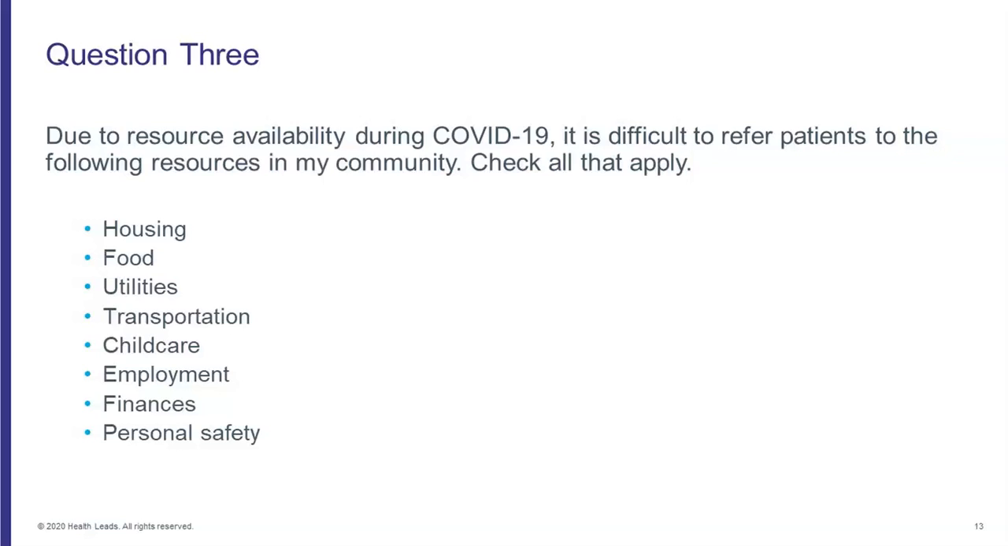Okay, so the poll is closing. A lot of people are seeing a decline in resource availability. Housing is definitely a big one: 70% of you have said there's been difficulty referring patients there. Housing, food, utilities, pretty much every category here has seen a decline in resource availability.